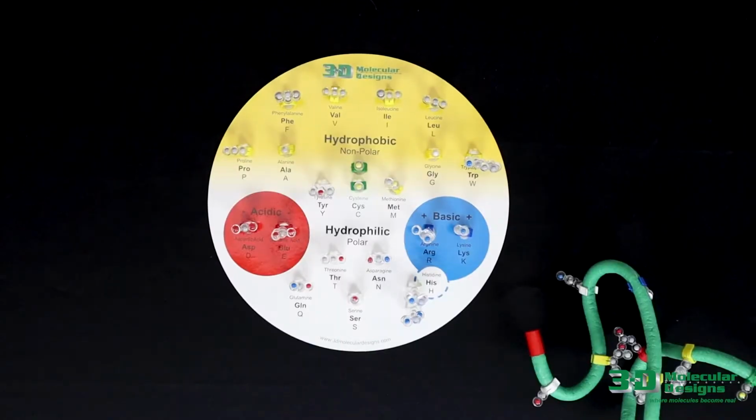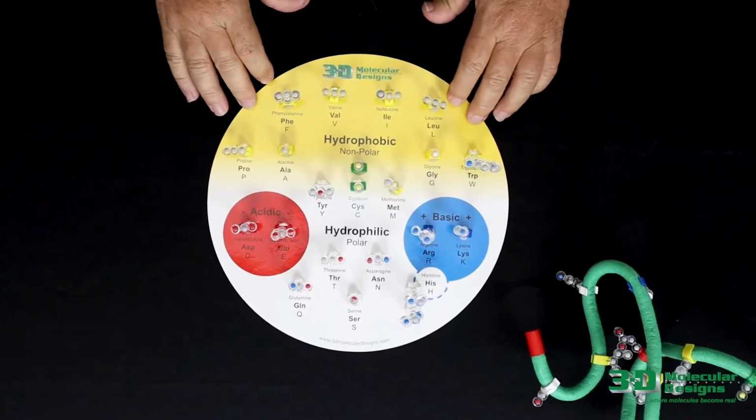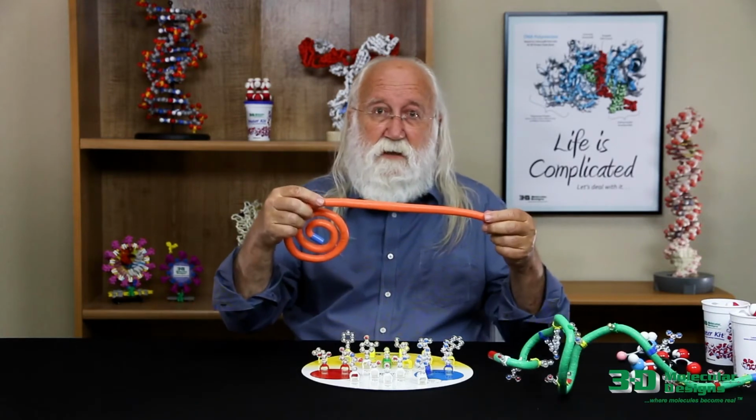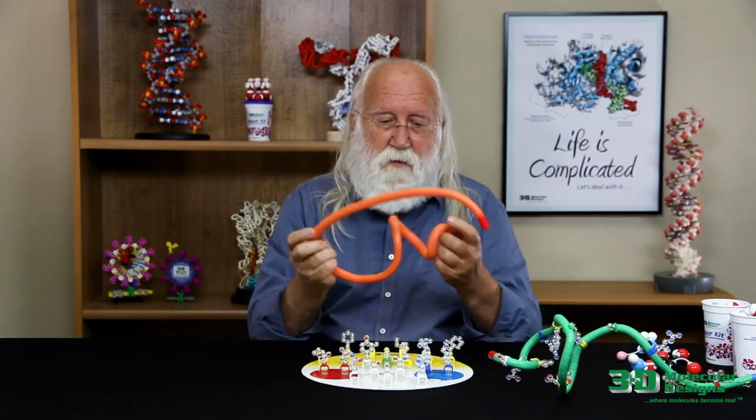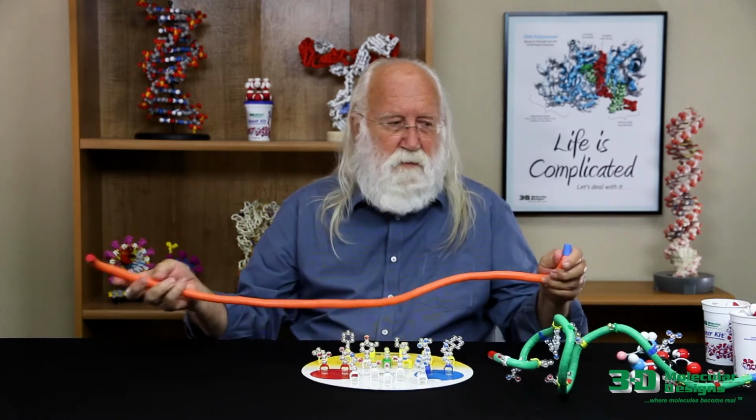All right, so the amino acid starter kit then consists basically of a tuber, mini tuber like this. It's got red and blue end caps.